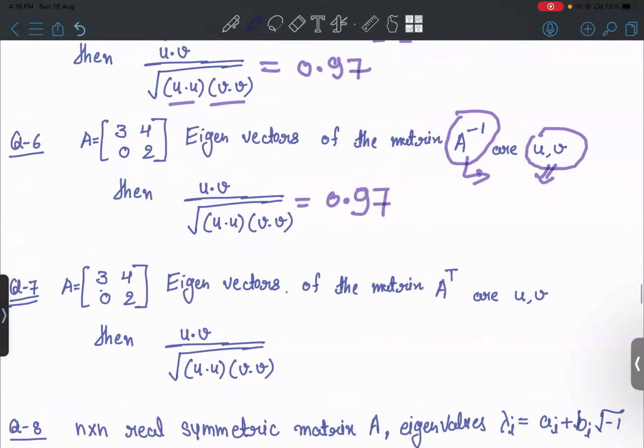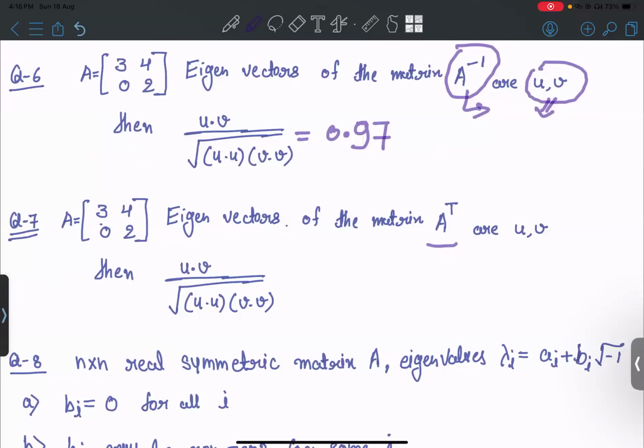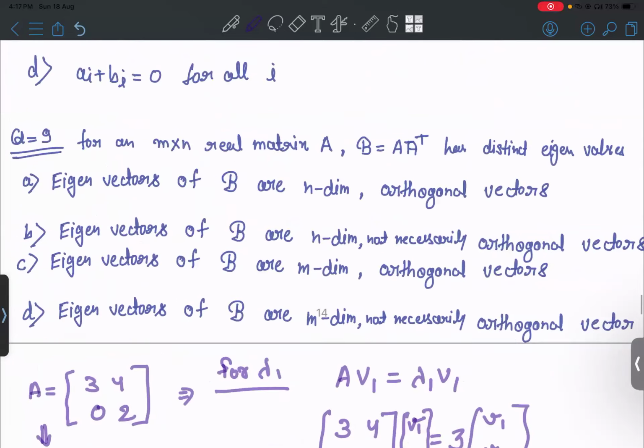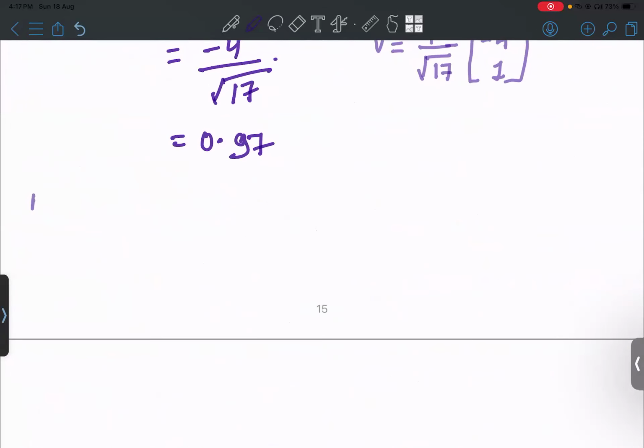Now the next problem is for A transpose. For A transpose, if the eigenvectors are u and v, then we wish to find the same value. What will be the value of this expression? Like I have solved, you also try to solve. Then you will get the same value 0.97, but the eigenvectors and eigenvalues will not be the same. Maybe I should solve here. A transpose will be what?